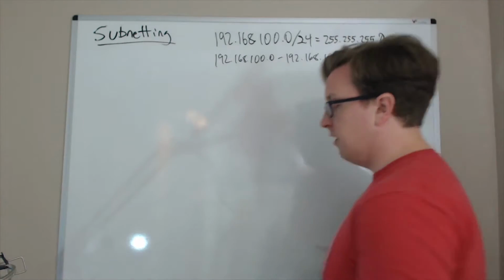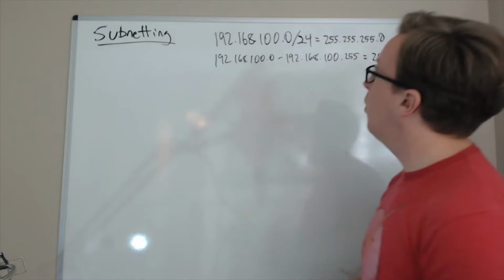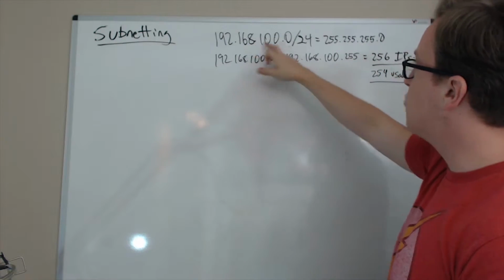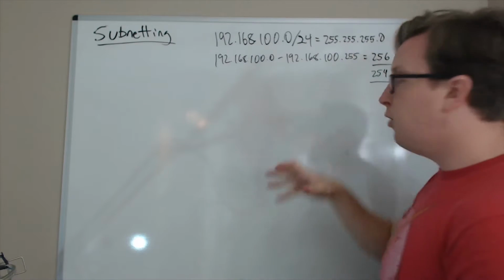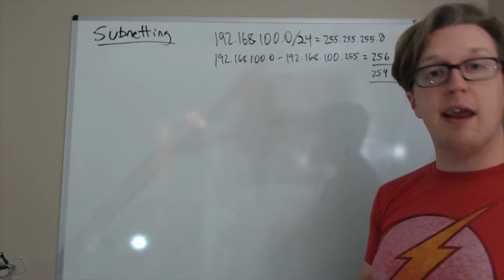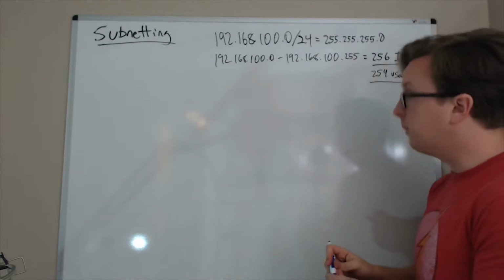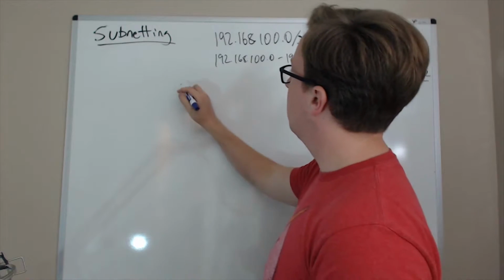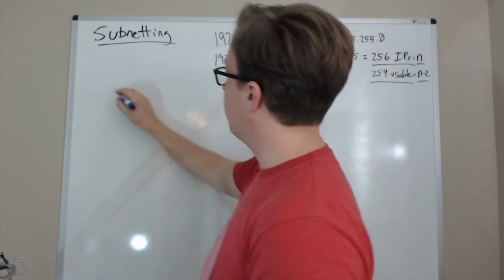So let's dive into this real quick. With this IP address and this subnet mask, how do I know that there are only 256 IP addresses in this network? Well, let's take a look. Let's go over here.